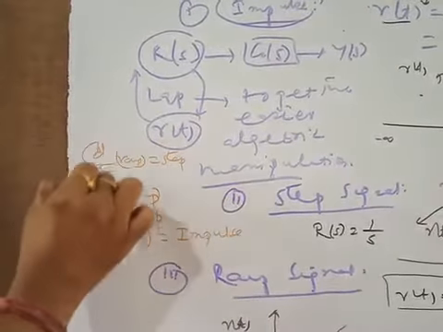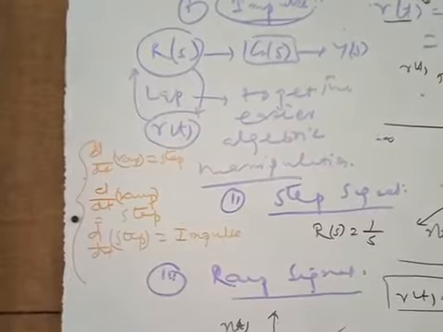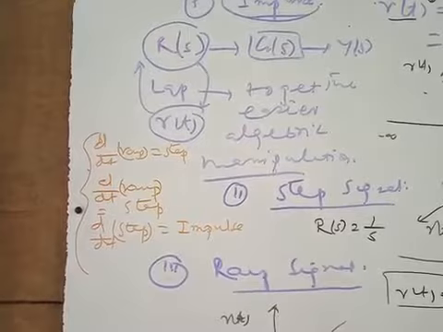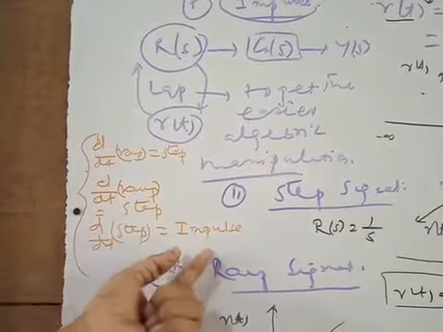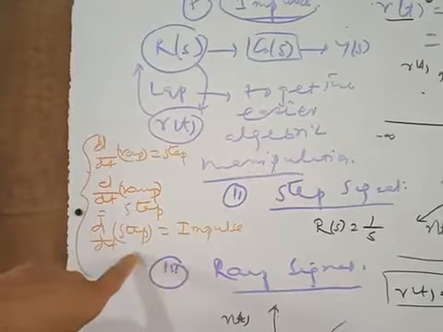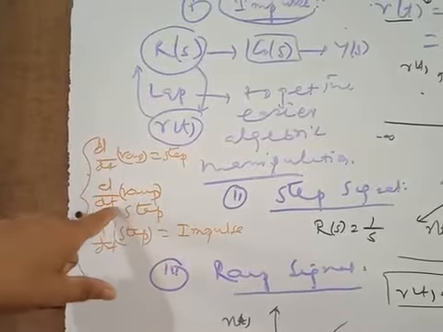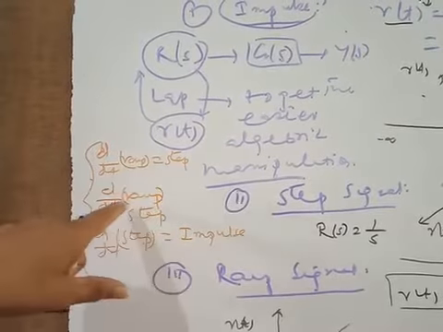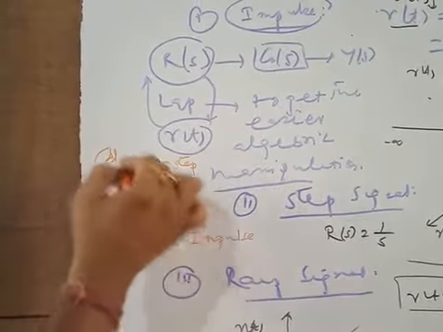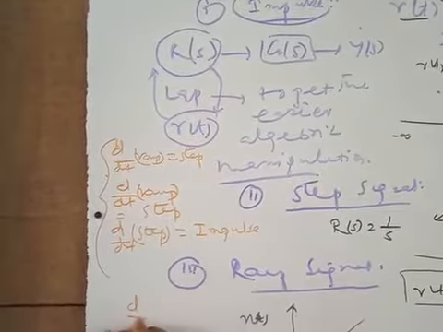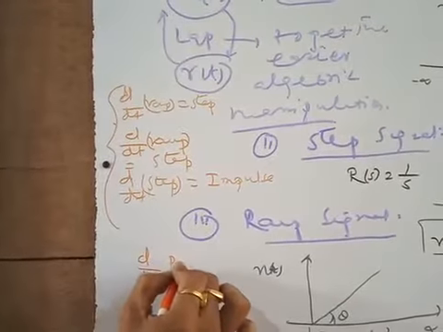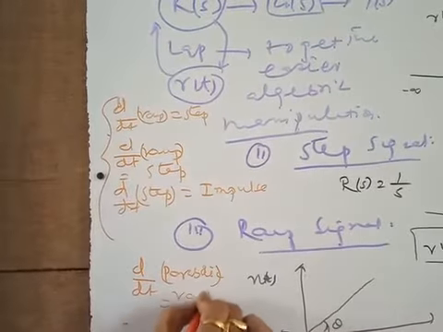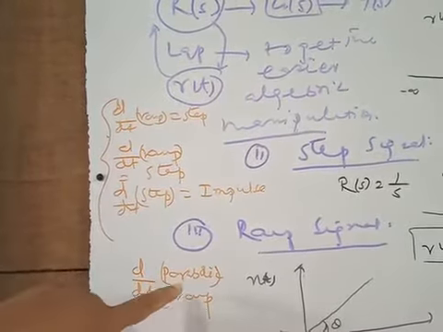So these are the relationships between these four types of input. Similarly, once you get the derivative of step is equal to impulse, that means integration of the impulse will give you step, and integration of step will give you ramp. So this will be d/dt of parabolic equal to your ramp, so integration of the ramp will give you the parabolic signal.